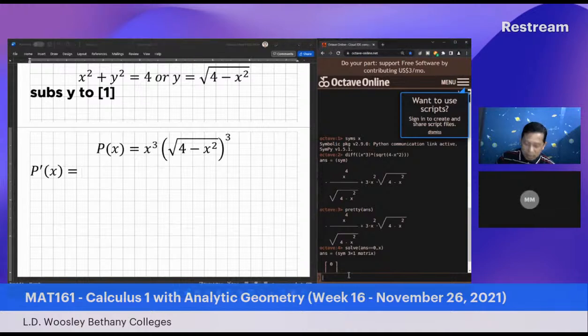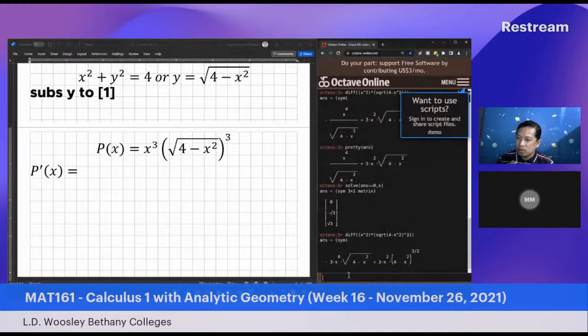So babaguhin natin yung definition dito. Magre-raise pa rin siya ng 3, saka natin i-equate na 0. Okay? So yun yung kulang natin, yung cube doon, no? Yun, ang ganda. Okay, this is the value, no? The value.